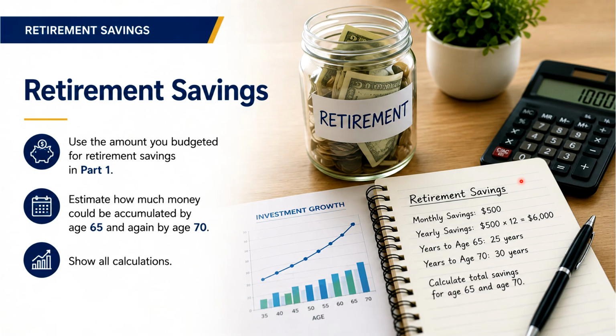So focus on the retirement savings. For example, if your monthly savings is $500, multiply that by 12 to get a yearly savings of $6,000. Then you will need to calculate how many years from now you will turn 65 and how many years you'll turn 70. And then calculate the total savings for those ages.